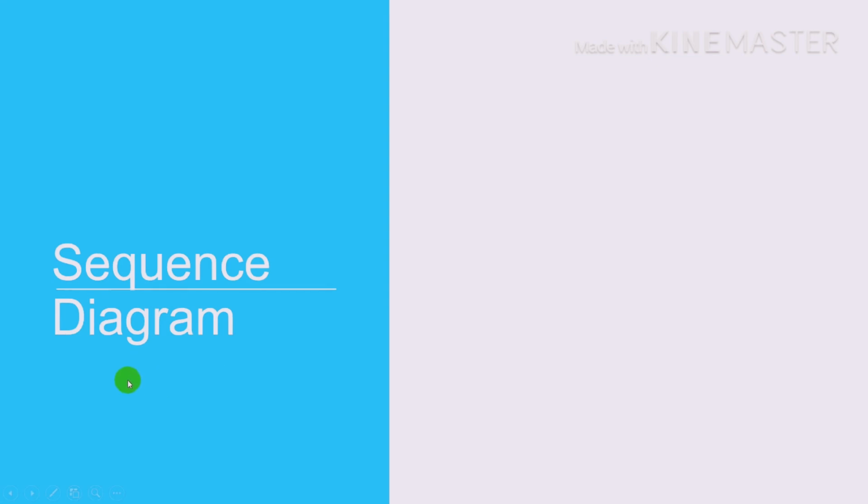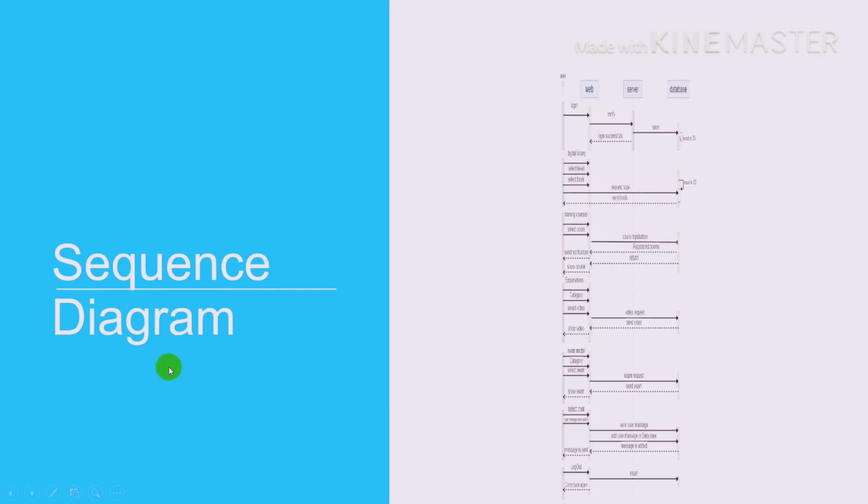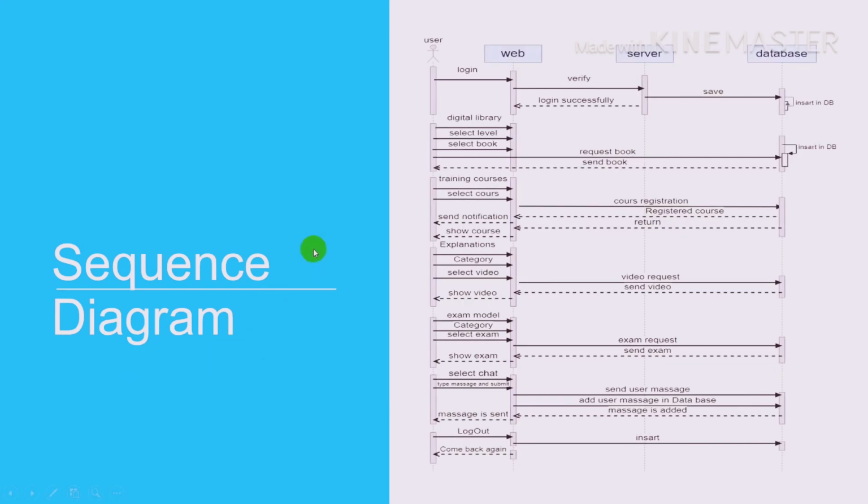The project sequence diagram describes member and platform interaction with the site in the perfect condition. The member first logs in to the platform. Then the server checks the member and inserts into the database. Then the student chooses the required section from 5 different sections. If the digital library section is chosen, then choose level and book. After that, the database sends the book to the student.